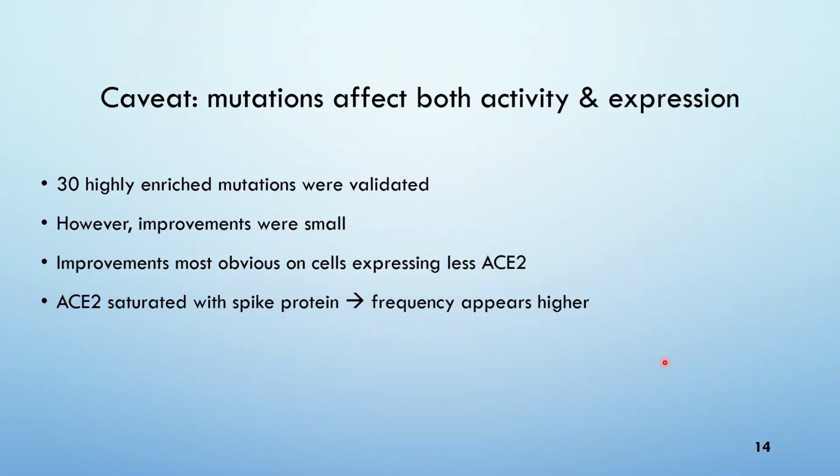However, there is a caveat to deep mutagenesis, where some mutants might affect ACE2 expression. So when they test these mutants individually, they do not actually show improved binding. This is because in cases of low ACE2 expression, with the same amount of spike protein added, the ACE2 is actually saturated with spike protein. So the frequency appears higher, giving a false positive. So validation is needed.